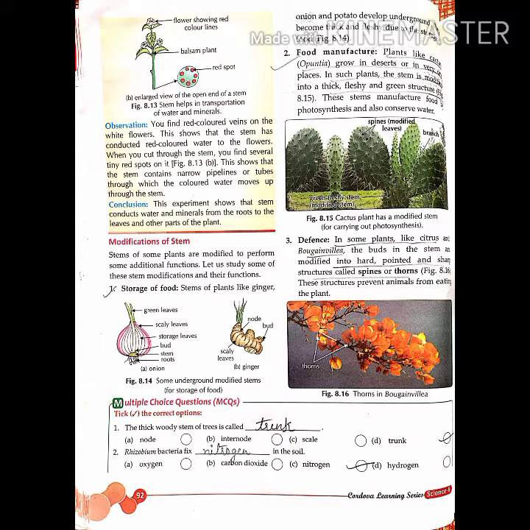Plants like cactus or tuna grow in desert or very dry places. In such plants, the stem is modified into thick, fleshy, green structure. These stems manufacture food by photosynthesis and also conserve water.